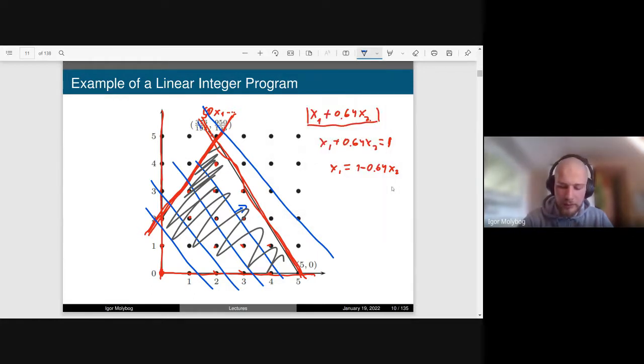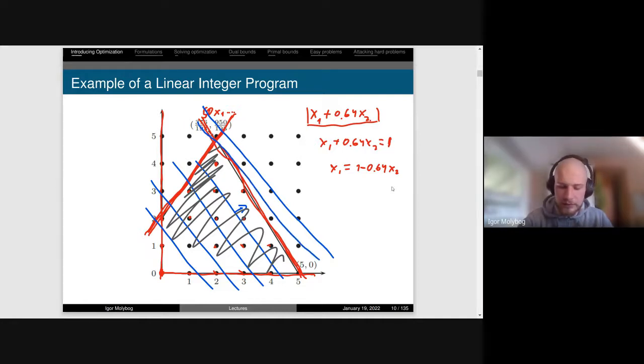However, this line right here that passes through this corner point would have an intersection with the feasible region, just because this corner point belongs to the feasible region, and it is quite far to the right. It's already pushed to the limit. So the solution of the problem where we have dropped the integrality constraint is going to be this corner point on the top.